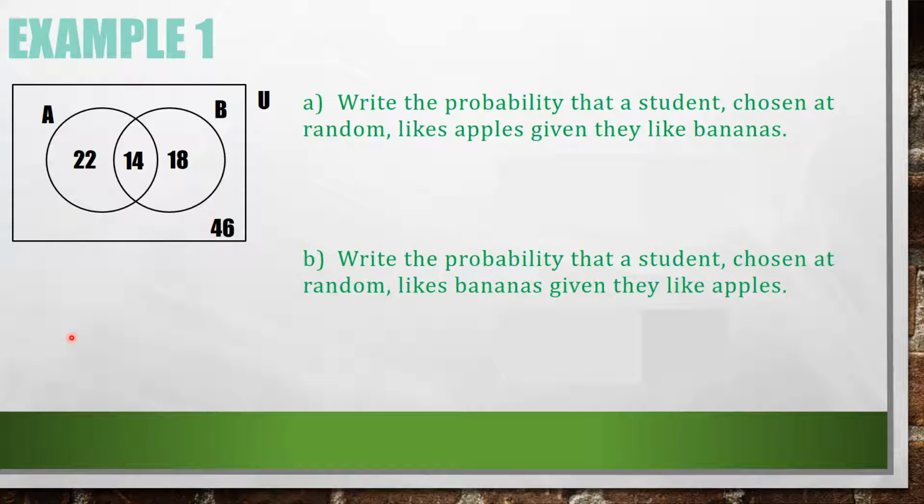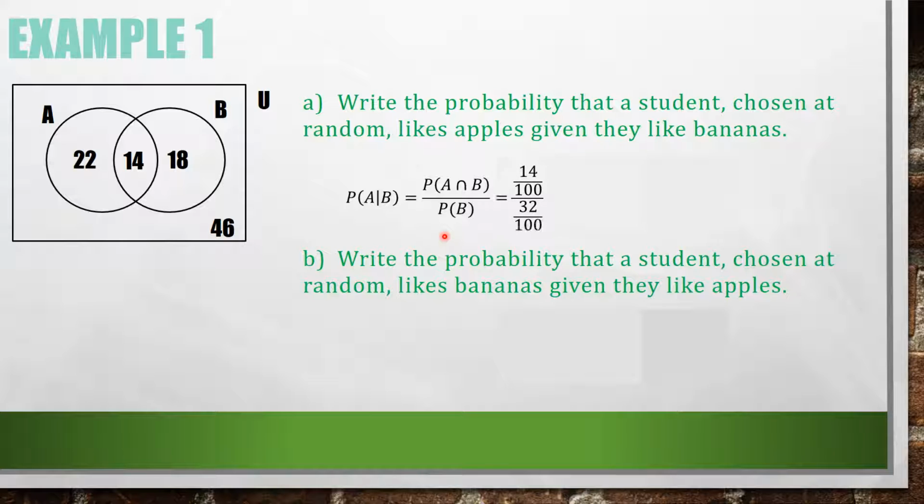We want to find the probability that a student chosen at random likes apples given that they like bananas. So over here to the left is our Venn diagram that represents the sample space. A represents the students that like apples and B represents the students that like bananas. So we are finding the probability of A given B. So we have to do the probability of the intersection divided by the probability of B.